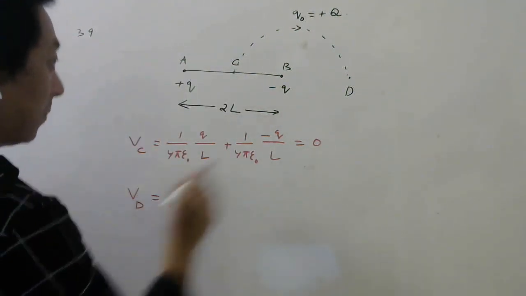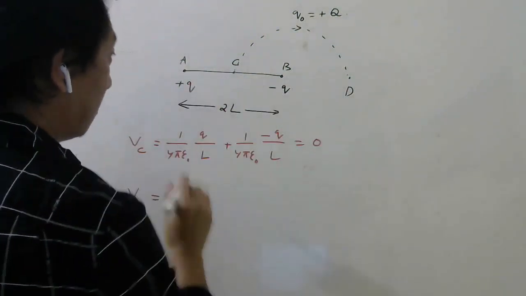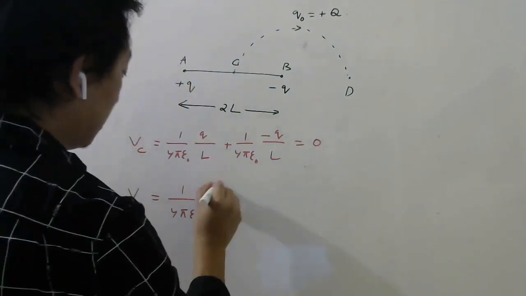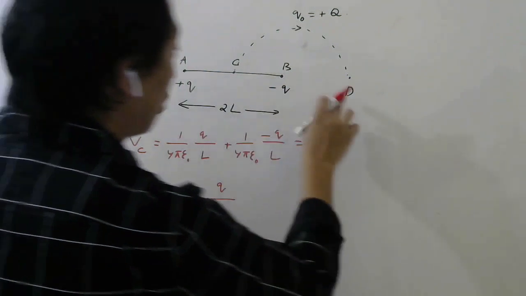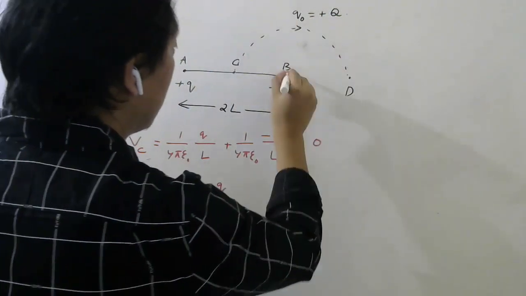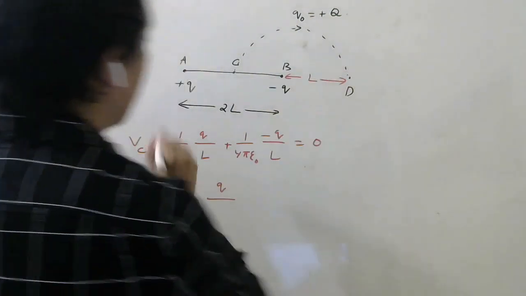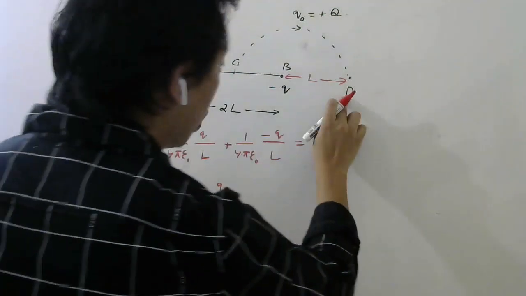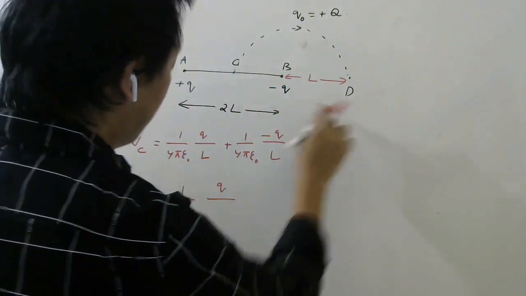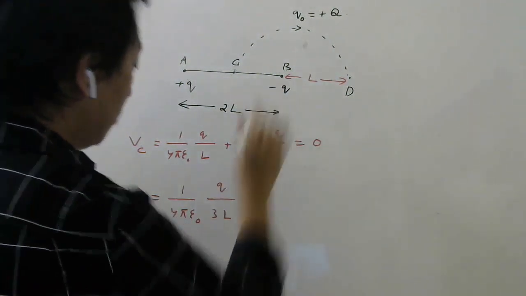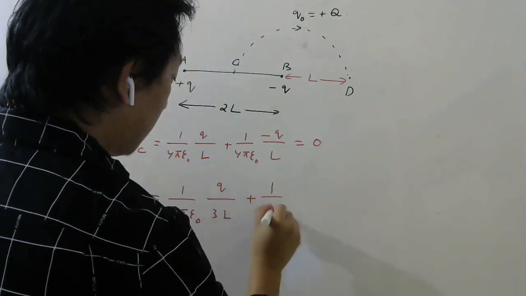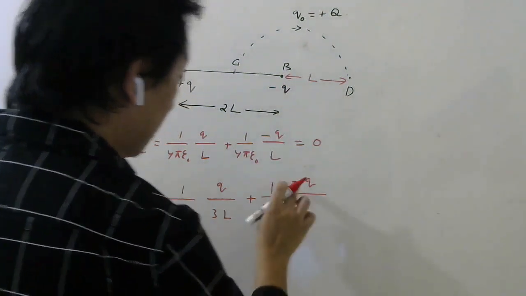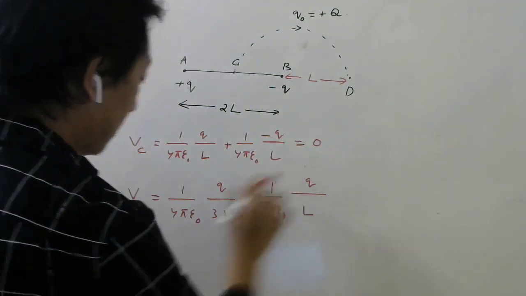Potential at D, these are the source charges, remember. It will be 1 by 4 pi epsilon naught. This source charge is Q. The distance between the source charge and the observation point: this is a semicircle, so this will also be L. This is L, this is L. So the whole distance from the source charge to the observation point will be 2L plus L, so it will be 3L. Due to this, it will be 1 by 4 pi epsilon naught, minus Q divided by this distance L. Plus minus, I can write minus here, right?